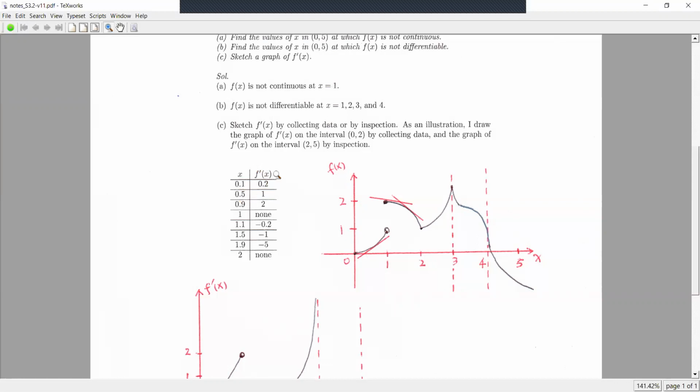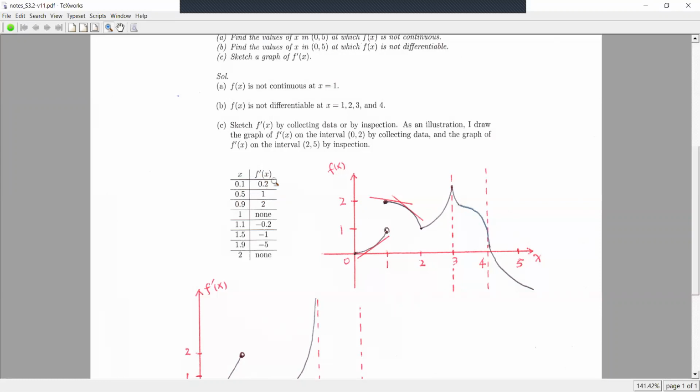For the derivative at point 5, it is about here. At x is 0.5, draw a tangent line to the graph of the function f. The slope of this tangent line is about 1. So the value of the derivative at point 5 is about 1.